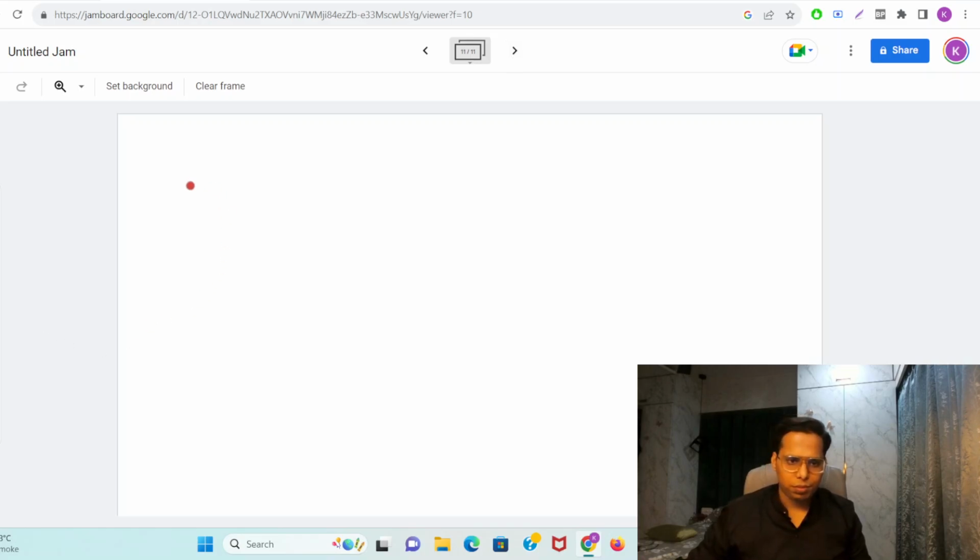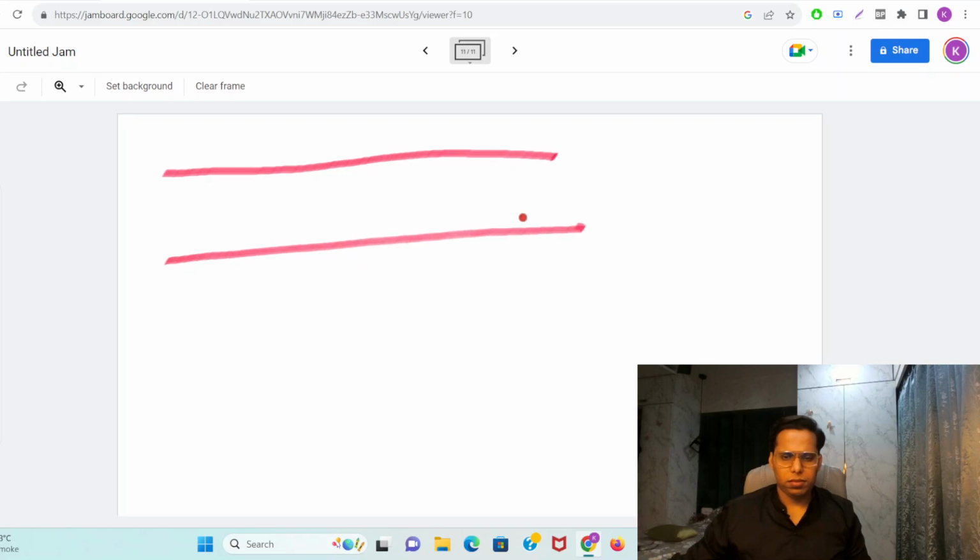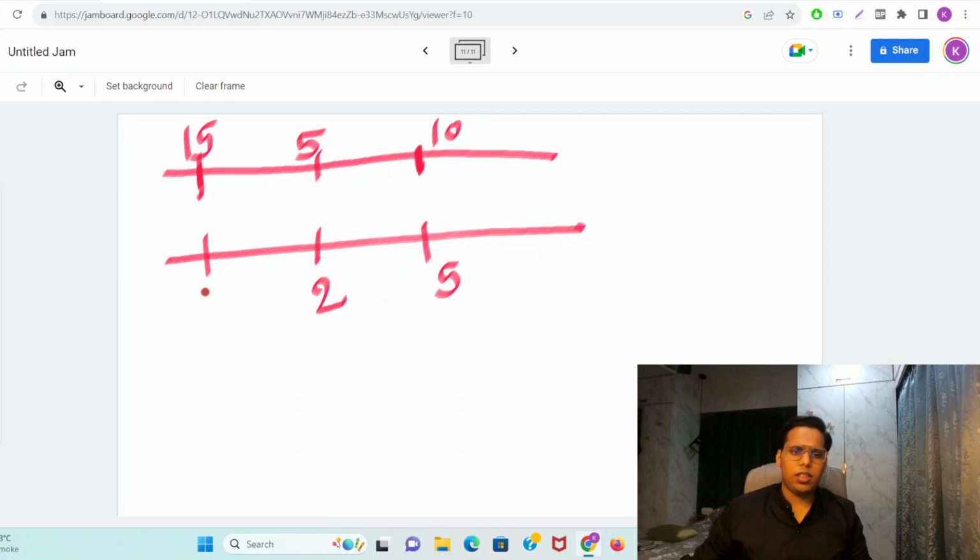For example, let's say this is 10, this is 5, okay? This is say 2 and this is 5, okay? Let's say this is 15, this is 20, and say this is 8, this is 20, and this is 15, okay?